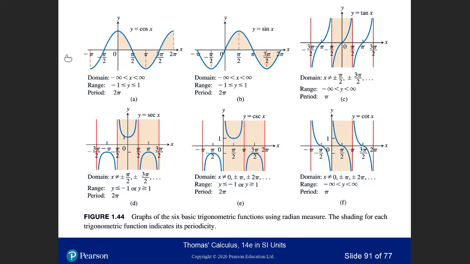It's symmetric about the y-axis. Now let's look at sine x. Now that's a periodic function with period 2 pi. Now that's an odd function because if you look, you have 1 here and minus 1 here. It's symmetric about the origin.